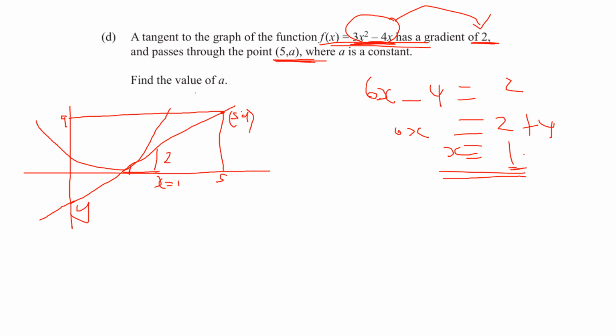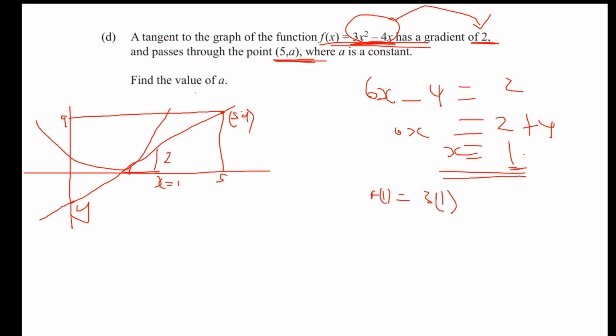We get f of 1. It's just going to be equal to 3 times 1 squared minus 4 times 1, and this is going to be equal to minus 1. So we now have our x and we have our y. Then we can go back to our equation. We have our gradient 2. We can go back to our equation y minus y1 over x minus x1 is equal to m.